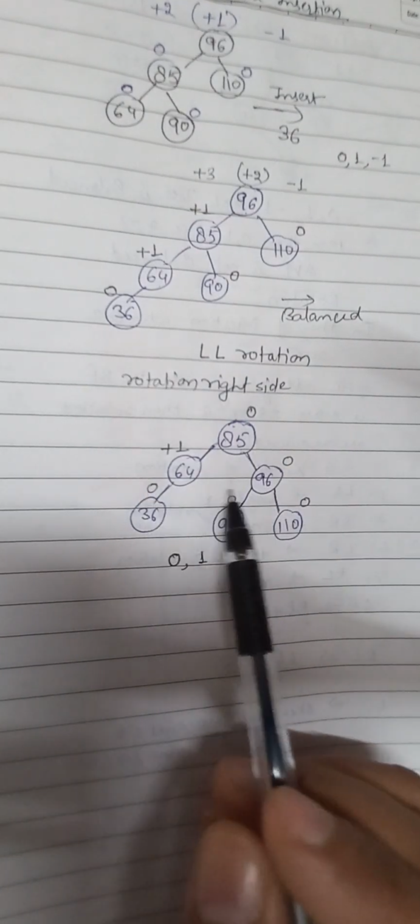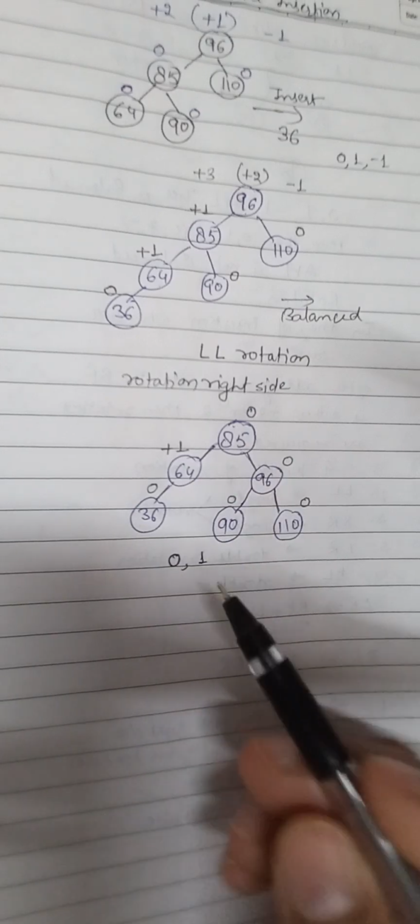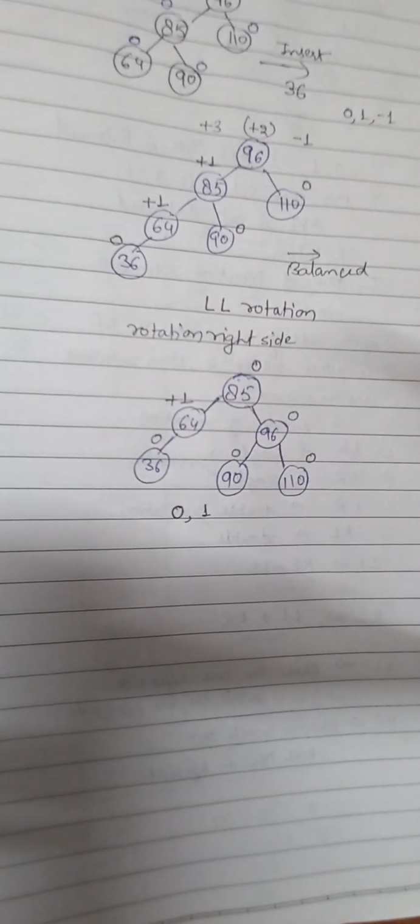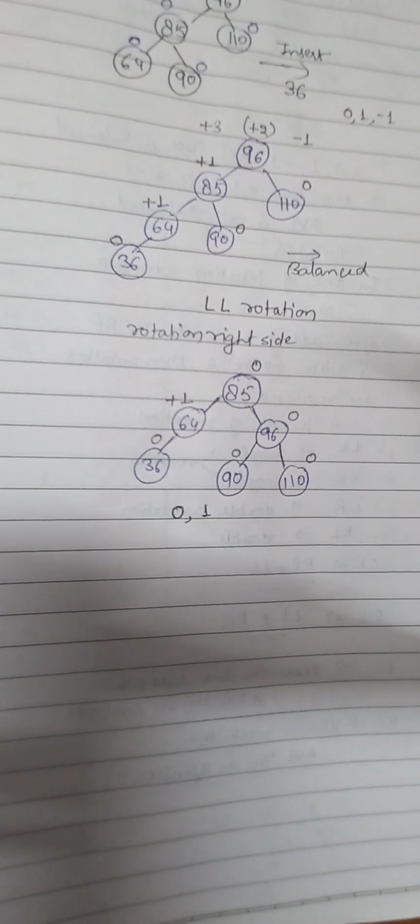And after that we have to see the balancing factor. If balancing factor is 0 or plus 1, then the tree is balanced. So in this way we can do the rotation. Next example of insertion and rotation we will see in the next lecture.